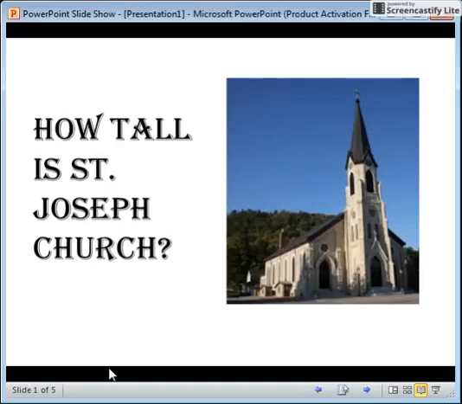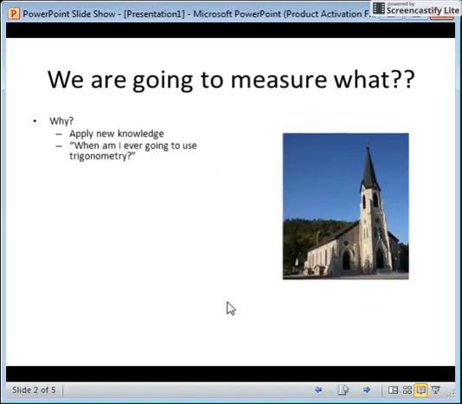We are going to begin a project in which you and a small group of people will measure the height of St. Joseph's Church. You may wonder why we would do this. Well, this project will allow you to apply the topic we recently studied called trigonometry and may help answer the question, when am I ever going to use this?